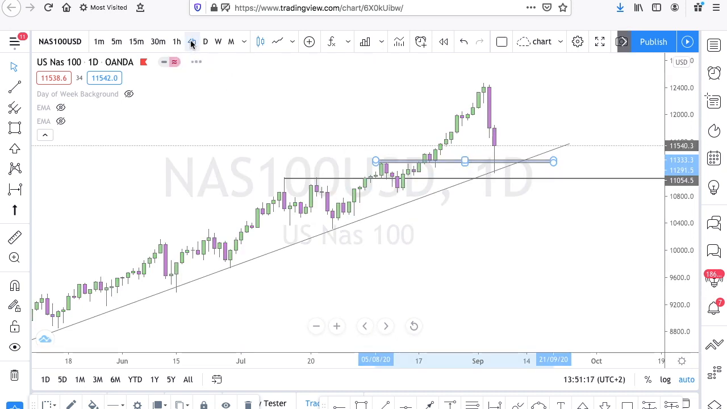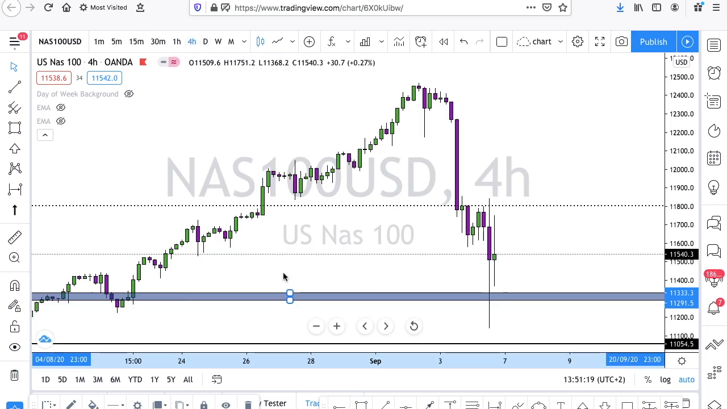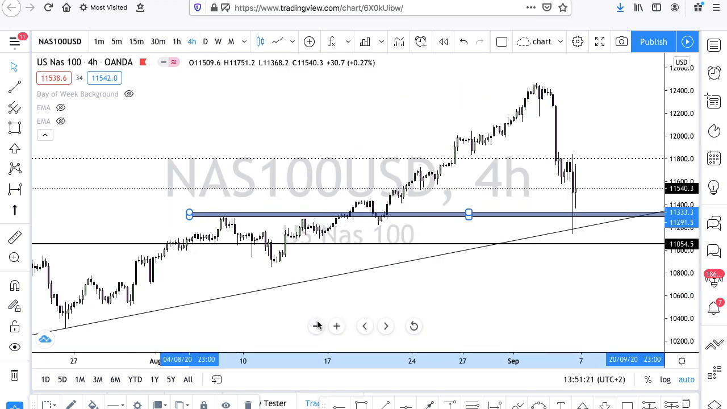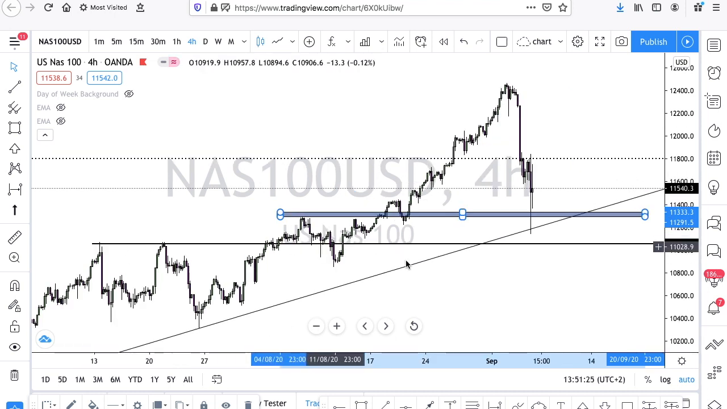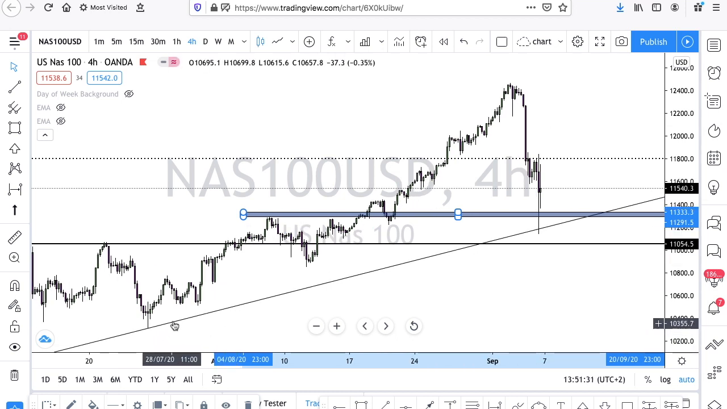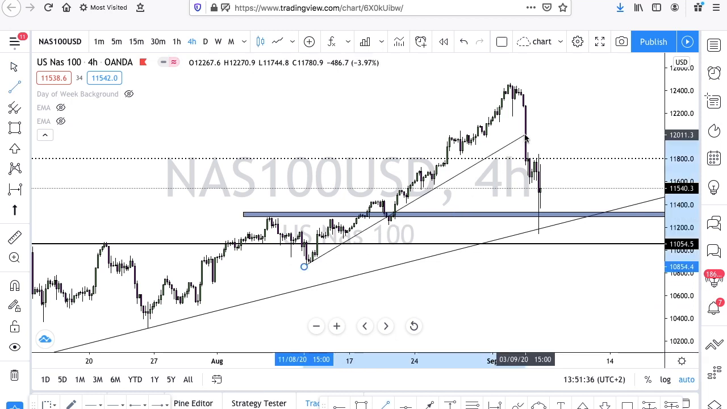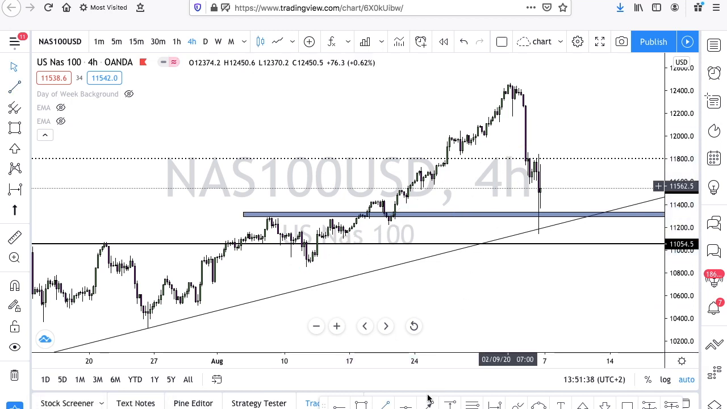The H4 and H1, this is where we look for entries and detailed things. So with Nasdaq, this is a strong level that I drew. It hasn't touched it yet. It might come back or not. So besides this big trend line that I drew on the weekly, there's also another trend line I was seeing here. That's how I managed to see the sell.